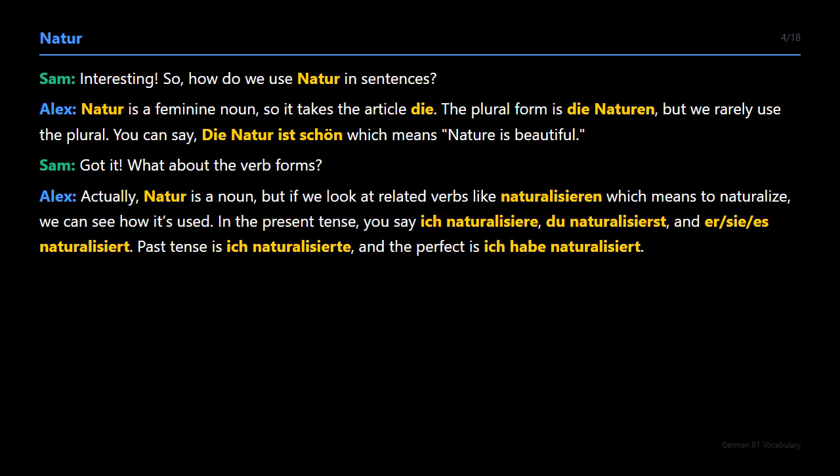Natur is a feminine noun, so it takes the article Die. The plural form is Die Naturen, but we rarely use the plural. You can say, Die Natur ist schön, which means nature is beautiful.